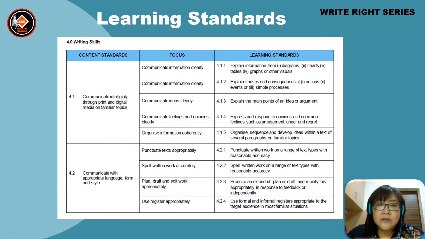For writing skills, we have learning standards from 4.1.1 to 4.2.4. Let's look at all the learning standards. 4.1.1 explain information from diagrams, charts, tables, graphs, or others. 4.1.2 explain causes and consequences of actions, events, or simple processes. And 4.1.3 explain the main points of an idea or argument. 4.1.4 express and respond to opinions and common feelings such as amusement, anger, and regret.